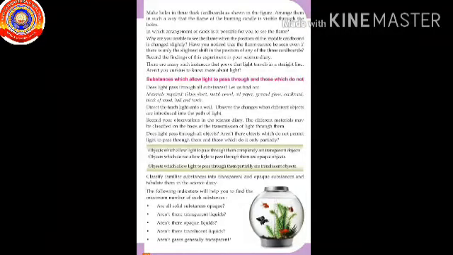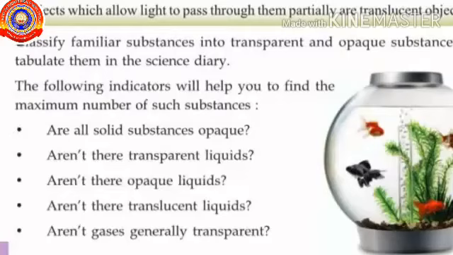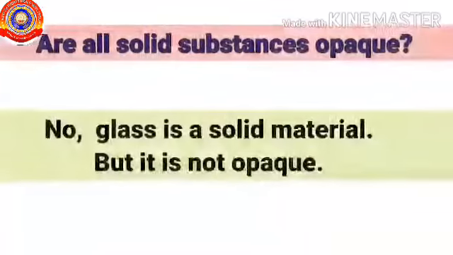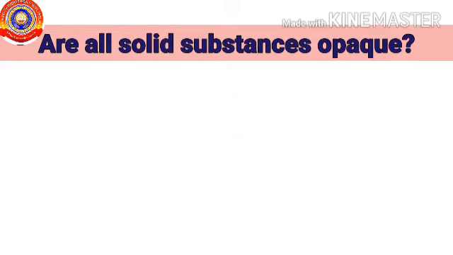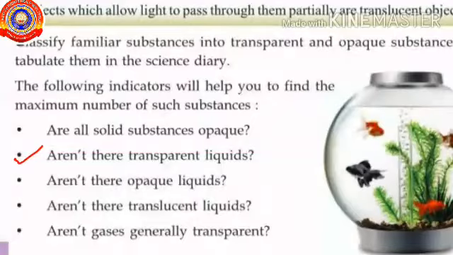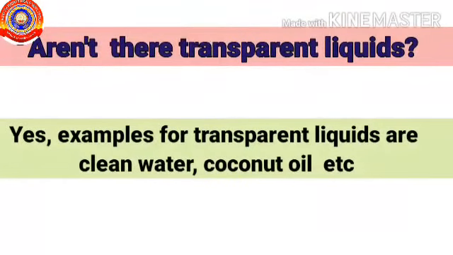Now, we can find answers to some of the questions on page number 30 of your textbook. These are the questions. Are all solid substances opaque? No, you know that. Glass is a solid material, but it is not opaque. Aren't there transparent liquids? Yes. Examples for transparent liquids are clean water, coconut oil, etc.